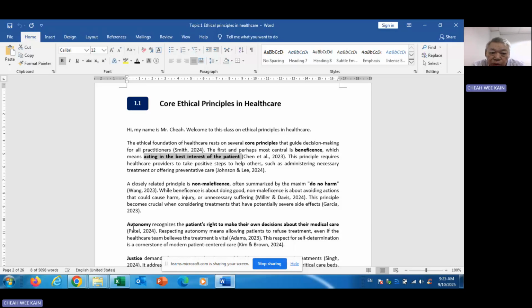Okay, so now we'll do the second one. Non-maleficence means do no harm. Now it seems easy to understand, but in practical situations, this can be a dilemma.